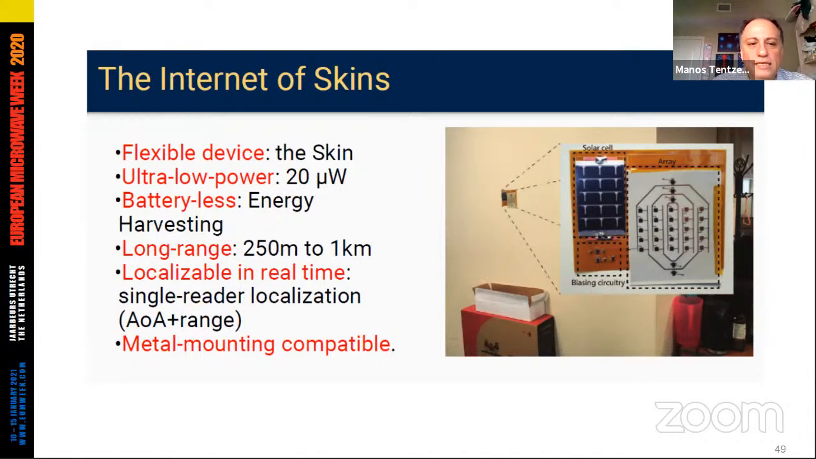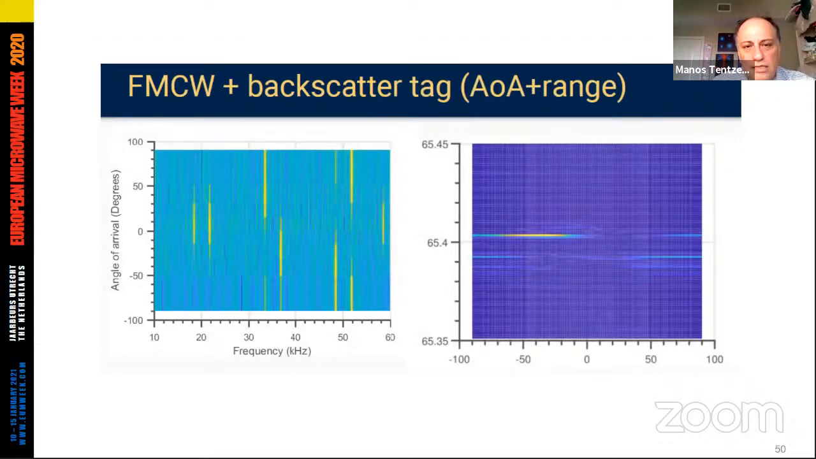You can just utilize energy harvesting, utilizing printed solar cells, printed RF harvesters, printed piezo. Long range, 250 meters to 1 kilometer. Localizable in real time, very important whenever you have millions of them existing. And doing that with a single reader, being able to localize angle of arrival and range, and then metal mounting compatibility.